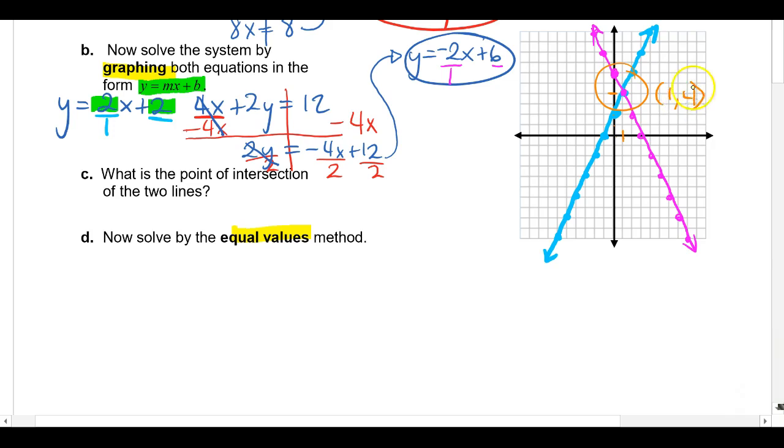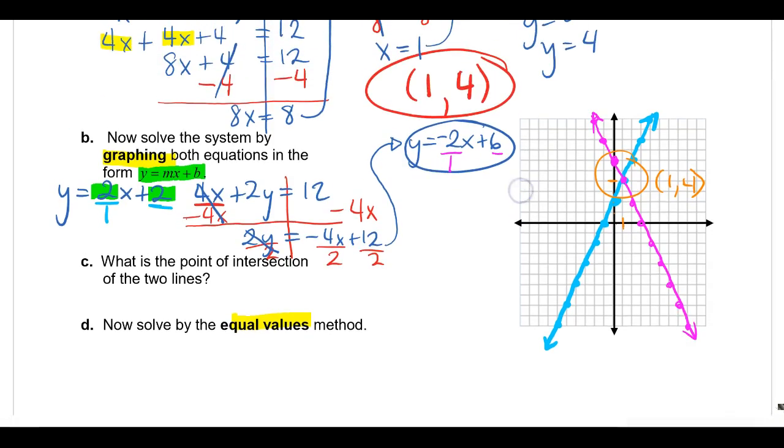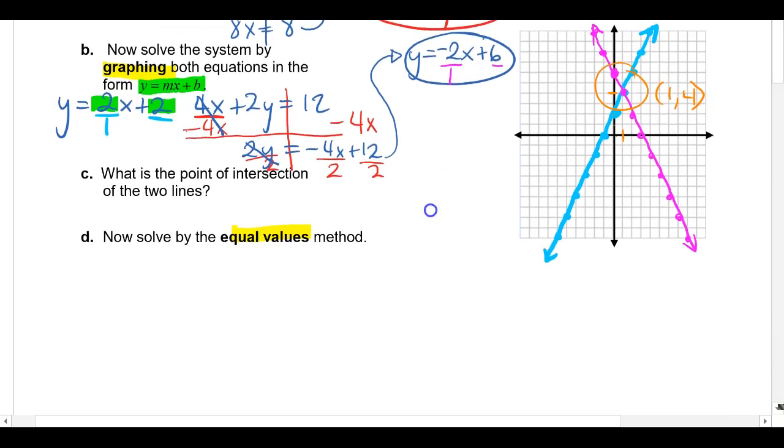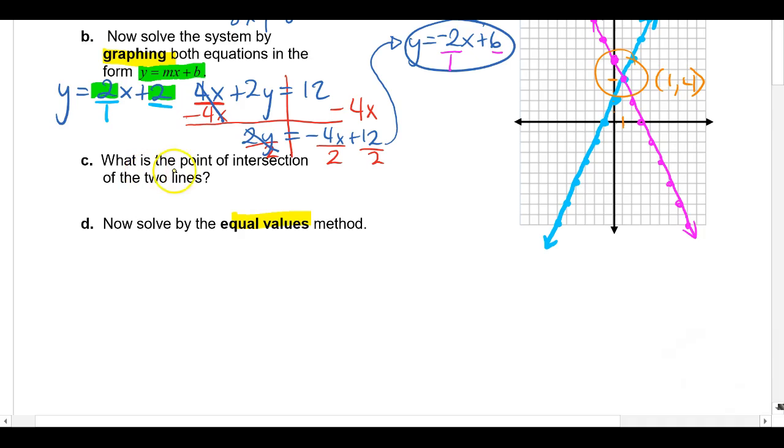And it should be 1 and 4, because in the problem before, it was 1 and 4. So now it should still be 1 and 4. So now the question was, down here, for C, what is the point of intersection of the two lines? Well, the point of intersection is where it crosses, and 1 and 4 is where it crosses.